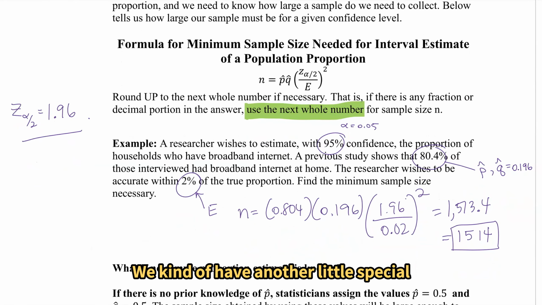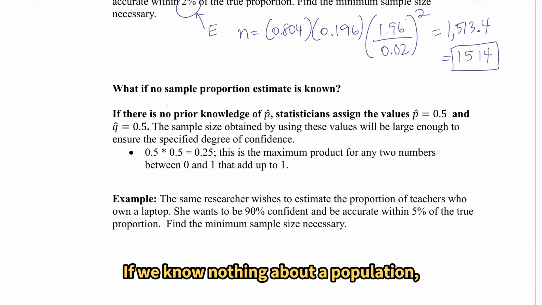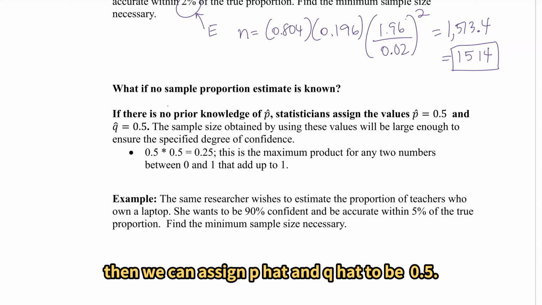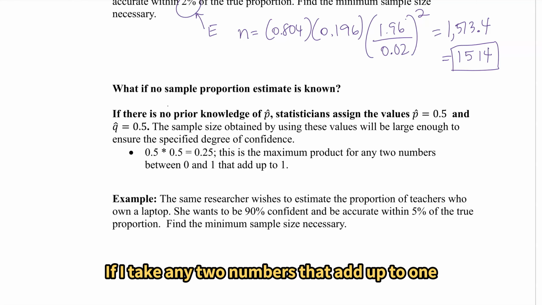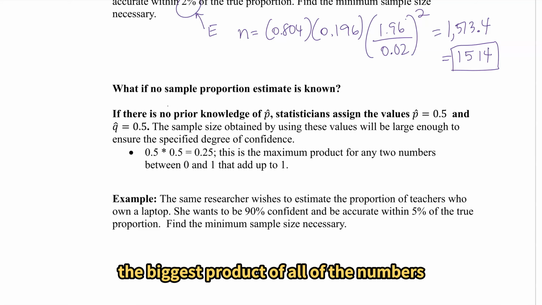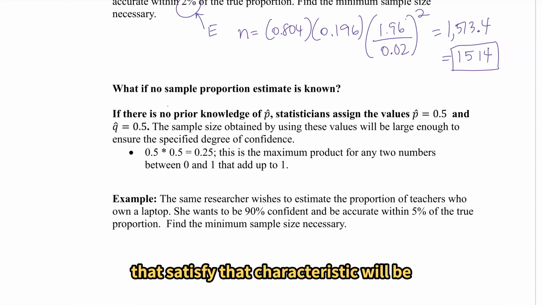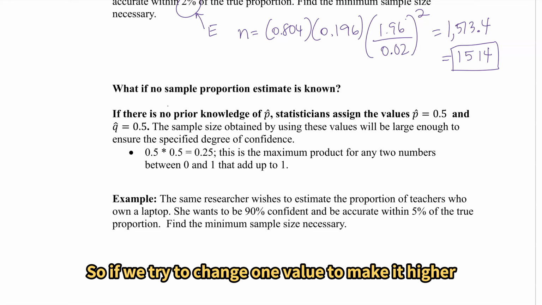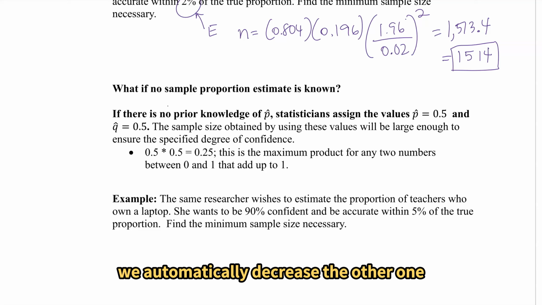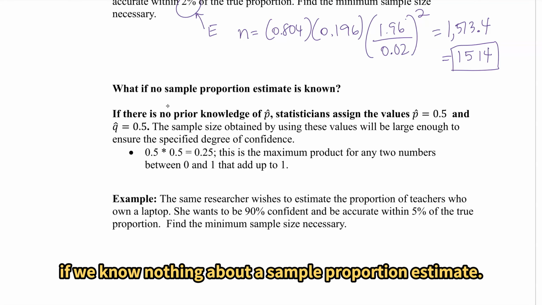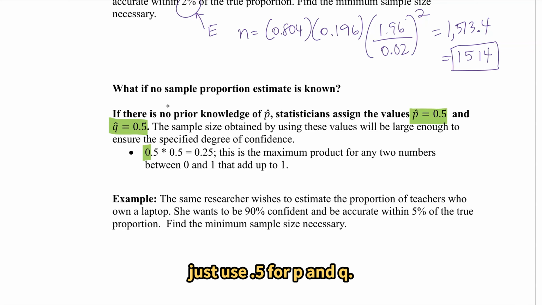For proportions, we have another little special quirk. If we know nothing about a proportion estimate, then we can assign p-hat and q-hat to be 0.5. If I take any two numbers that add up to 1 and I multiply them together, the biggest product of all of the numbers that satisfy that characteristic will be if those two numbers are 0.5 and 0.5. Think about it. 0.4 times 0.6 is 0.24. So if we try to change one value to make it higher, we automatically decrease the other one to make it lower. All you need to know from this is if we know nothing about a sample proportion estimate, just use 0.5 for p and q.